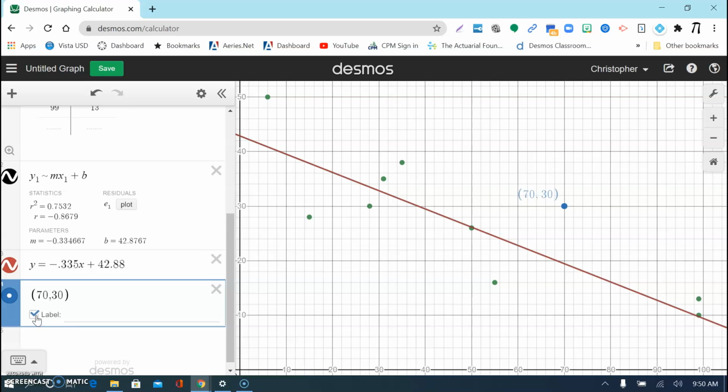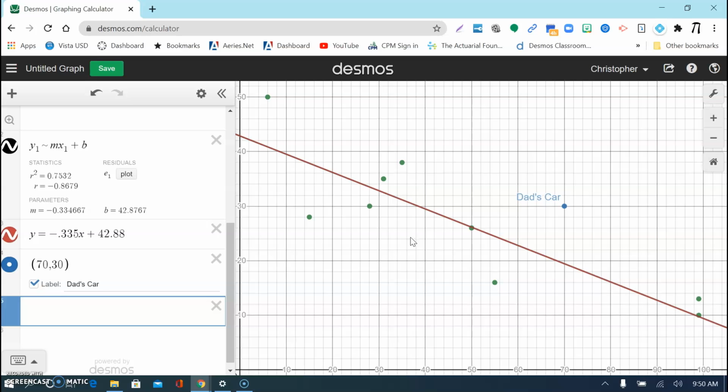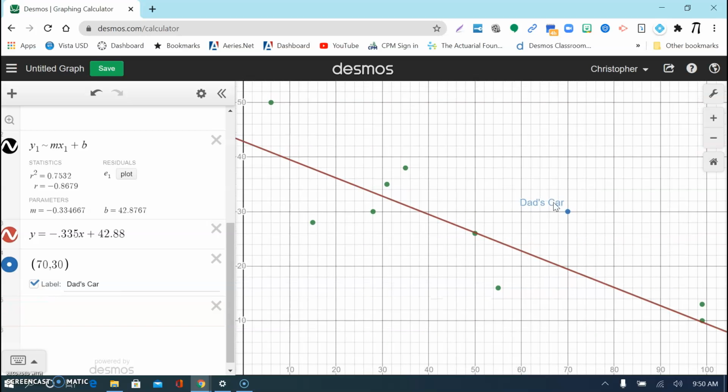I can even label this "Dad's car" so I can see it. And this gives you a nice visual representation to say, you know what? I think, Dad, that might be overpriced from where it should be.